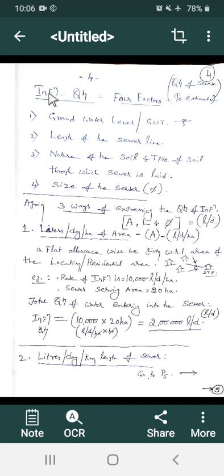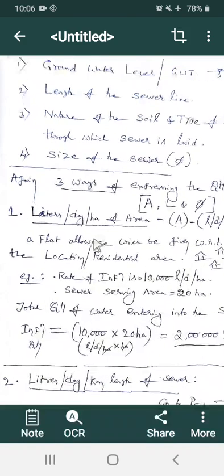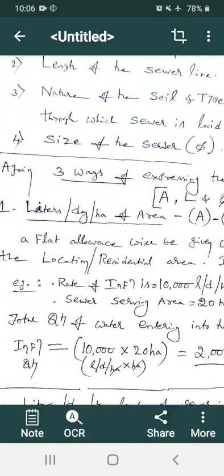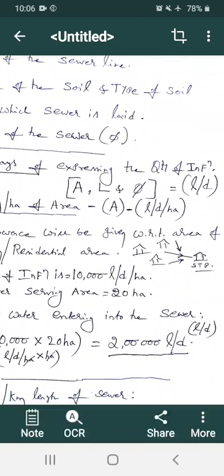Now let us continue. This is liters per day per hectare of area. So many liters of water are entering into the pipeline per day. Every day you have to calculate per day. Remember, the sewage is calculated or estimated per day capacity, always. A sewage treatment plant also.